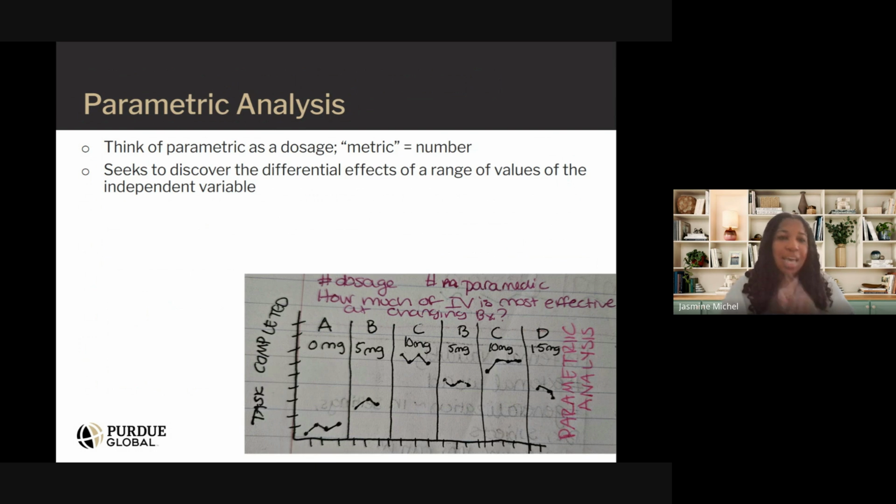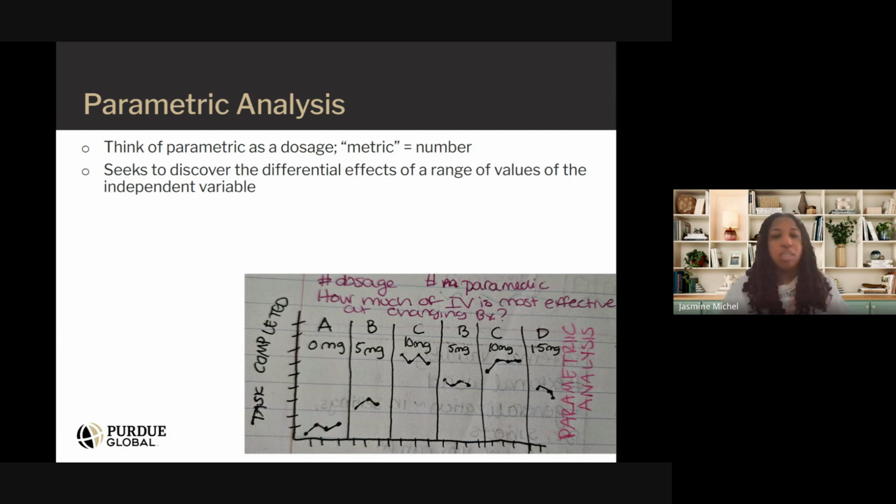Parametric analysis. Think of parametric as a dosage. So metric is a number. This is to seek to discover the differential effects of a range of values for the independent variable. Now, in this graph, we're going to talk about task completed. You're going to see how much of the intervention is most effective to change behavior. So in this case, let's just say the task completed, let's say it's Adderall again.